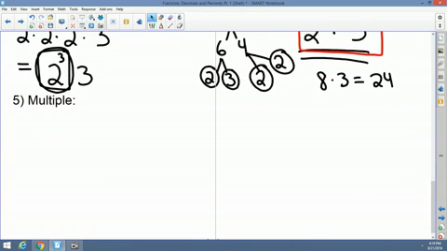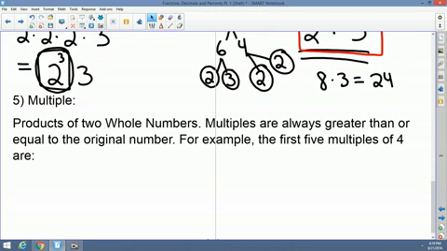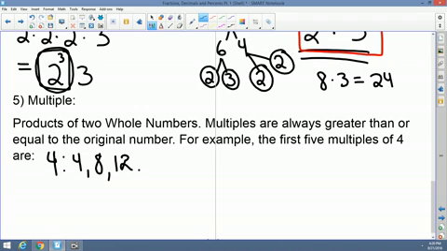A multiple. What's a multiple? Well, multiples are products of 2 whole numbers. Multiples are always greater than or equal to the original number. For example, the first 5 multiples of 4 are, well, it's the products of whole numbers. So the multiples of 4 are going to start with 4 times 1, which is 4. Then 4 times 2, which is 8. 4 times 3, which is 12. 4 times 4, which is 16, etc.